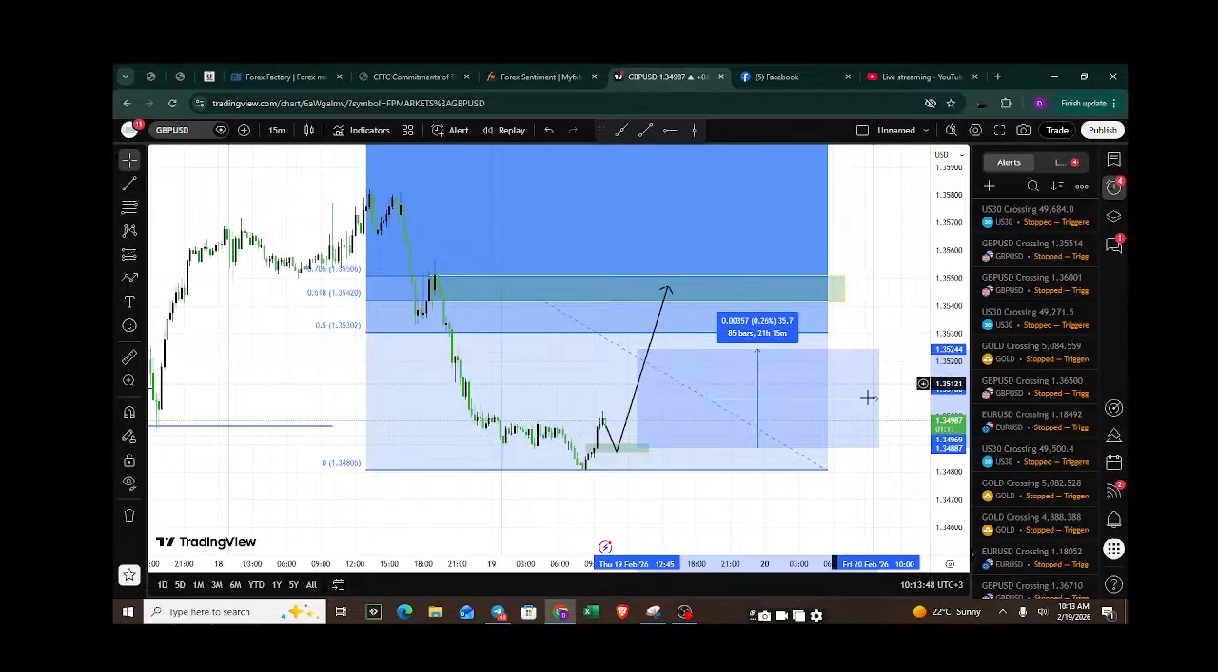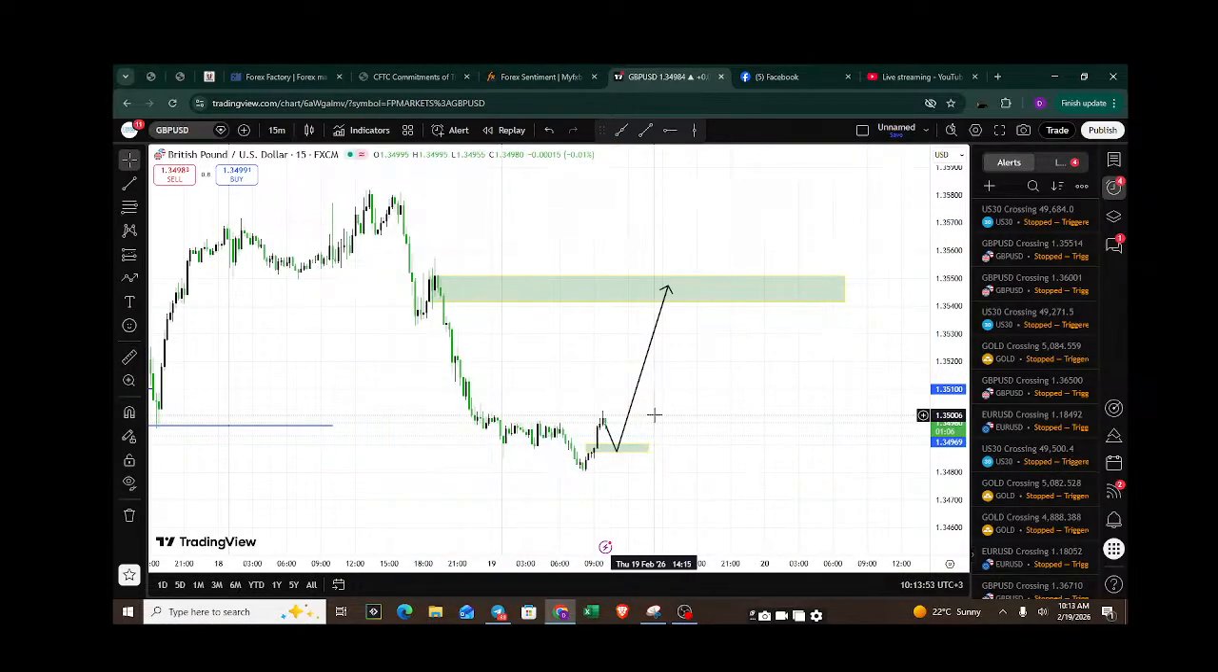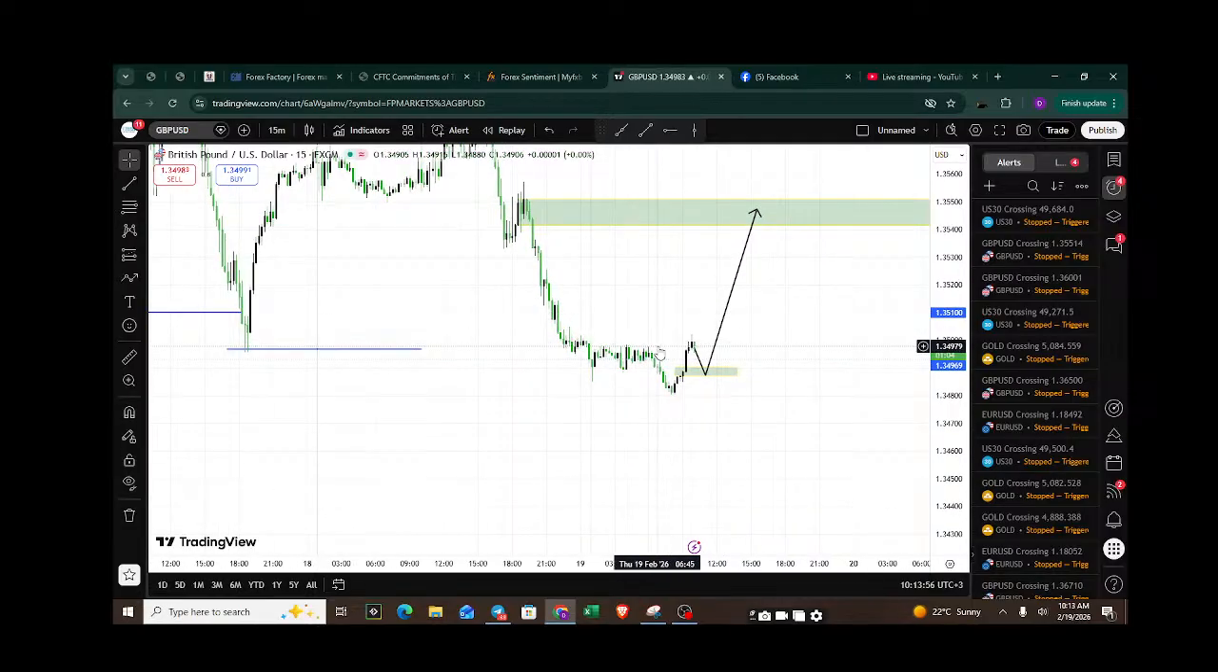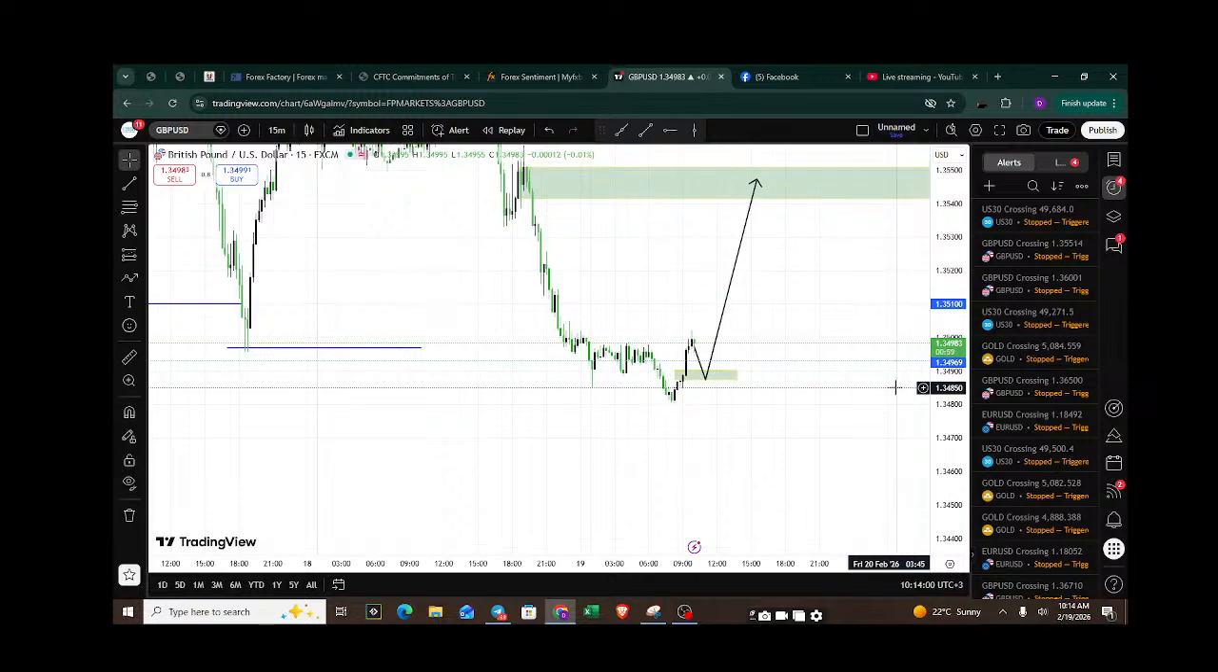So I am in that trade because why am I in? We have a break of market structure here in the 15 minutes time frame first, not just any time frame, 15 minutes time frame. 1.34, 1.3490.